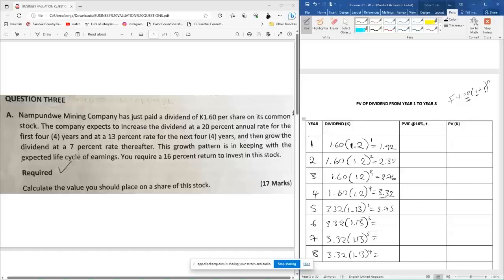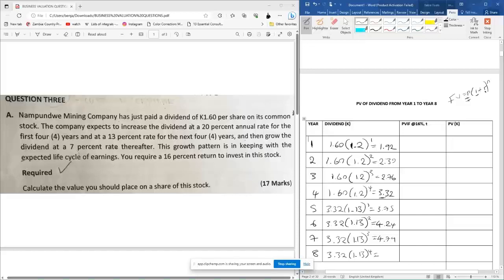Right, so we're going to have 3 kwacha 32 ngwe times 1.13 to the power 2. We're going to have 4 kwacha 24 ngwe. That's what we're going to have. And then 3 kwacha 32 ngwe multiplied by 1.13 to the power 3, we're going to have how much? We're going to have 4 kwacha 79 ngwe.